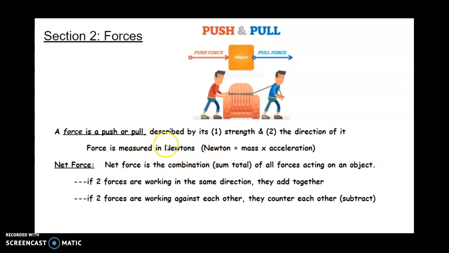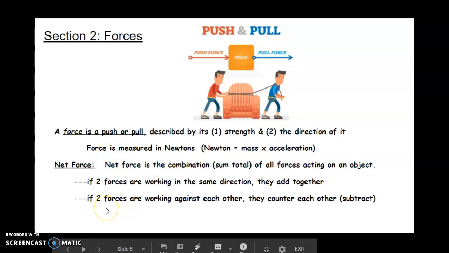And so just like coming back to this, force is measured in newtons. This is just like we use seconds to measure time, we use grams to measure mass, we use meters to measure length. So when it comes to forces, it's newtons, okay?